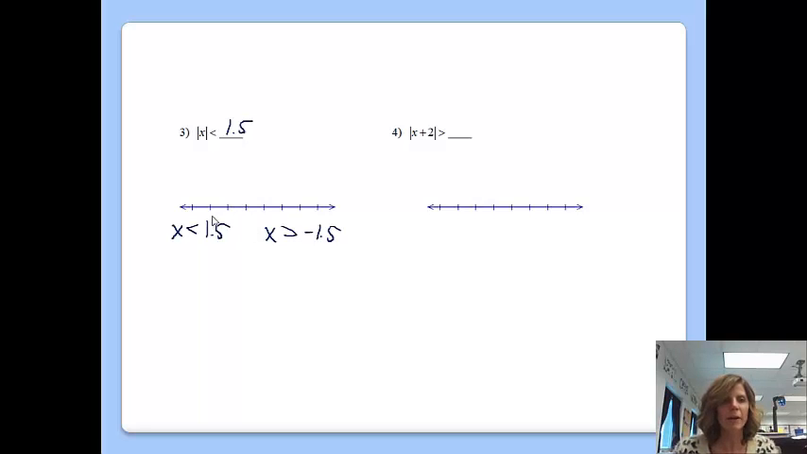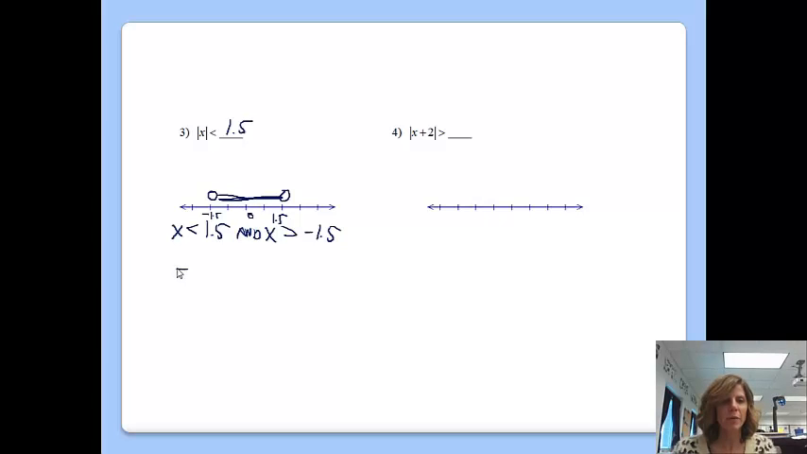So I'm going to put -1.5 on my number line and 1.5. I'll put 0 in the middle. x is less than 1.5 would be an open circle pointing to the left. Greater than -1.5 would be an open circle pointing to the right. So notice we get a connected graph. So this is definitely an "and" problem.